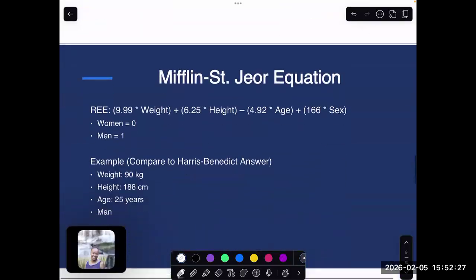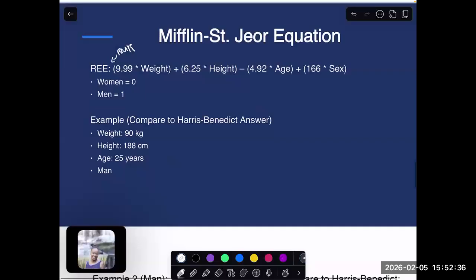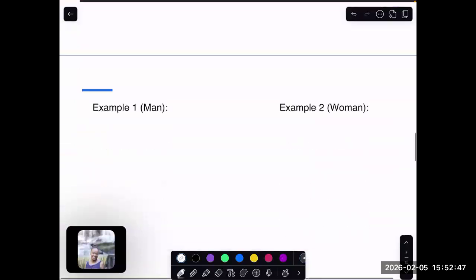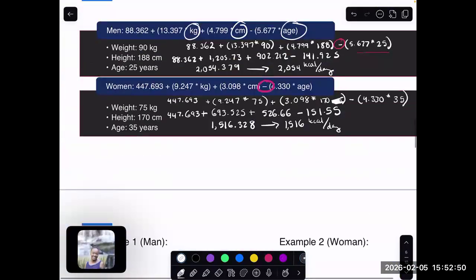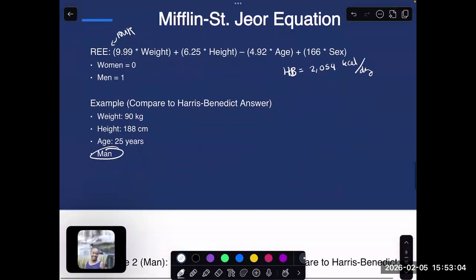Now, the last thing we're going to do is calculate resting energy expenditure, also known again as RMR, using Mifflin St. Jeor. We're going to compare our answer to the one we got during the Harris-Benedict equation. And this example is for the same guy using the same values shown here. And I will carry over the answer from that particular example. So 2,054 kcals per day. HB.